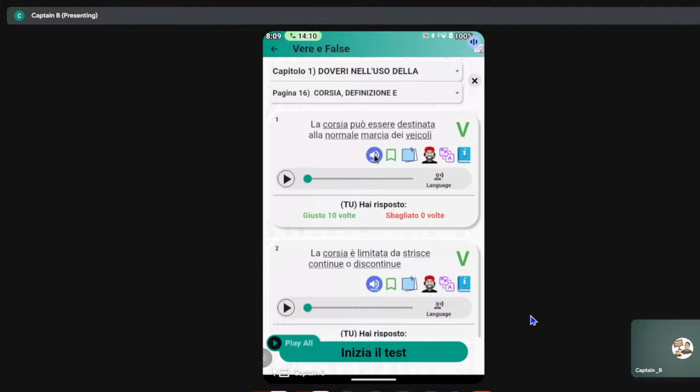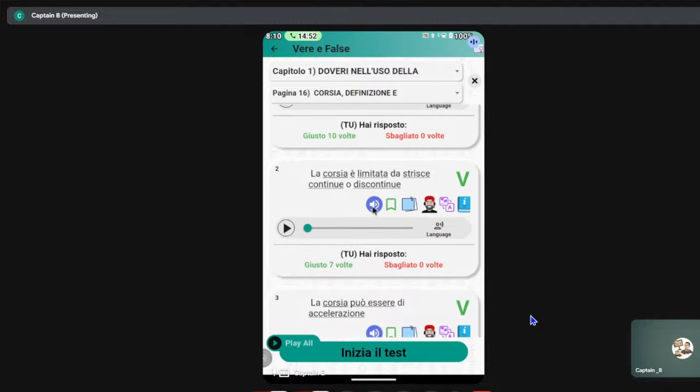La corsia può essere destinata alla normale marcia dei veicoli. A lane can be destinata, can be dedicated, can be designed. La norma, normally, okay? Normally the marcia di veicoli. Lanes can be dedicated, you understand, for the movement of vehicles. Marcia di veicoli meaning the movement of vehicles. Yes, a lane can also be dedicated for the movement of vehicles. And the answer is vero. Right?